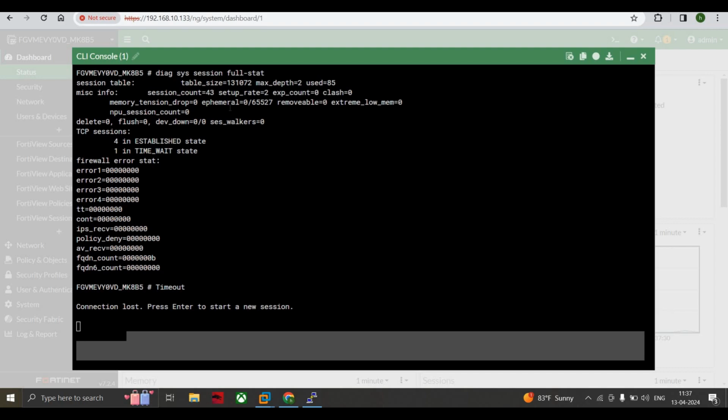Extreme low memory. Extreme low memory is set to 1 when the firewall is experiencing severe memory constraint, potentially leading to degraded performance. Okay, so this is where extreme low memory comes into the picture. When a Fortinet has a very low memory issue, it is set to 1.